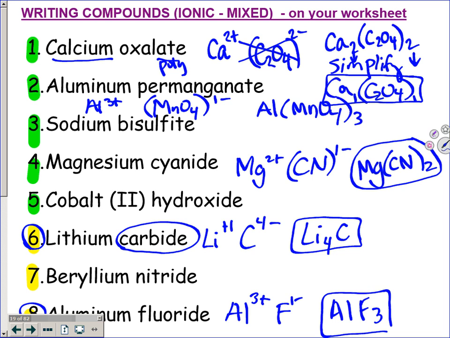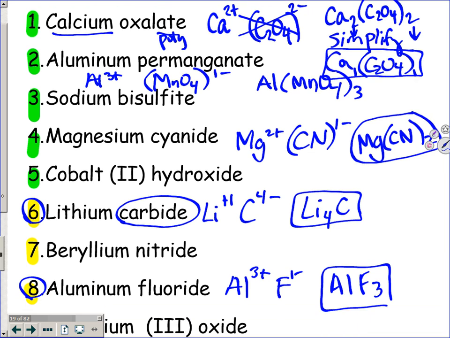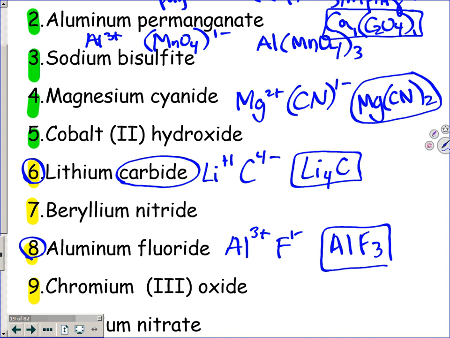Okay, so rules of thumb. If you see "ide," check out the periodic table. Crisscross, done. If you see "ate" or "ite," you're looking where? Polyatomic ion list, still the same thing. Parentheses though, crisscross charges.